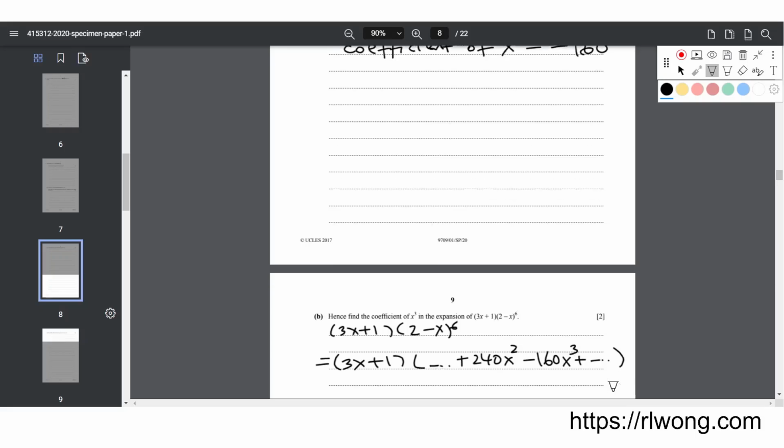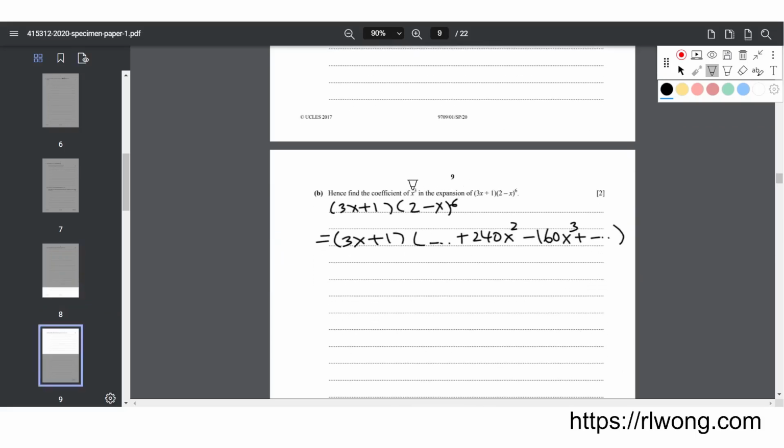Okay, so to obtain an x cubed term, I'll take 3x times 240x squared. To obtain an x cubed term, I can also take 1 times minus 160x cubed. So the term with x cubed can be obtained by taking 3x times 240x squared plus 1 times negative 160x cubed. Okay?